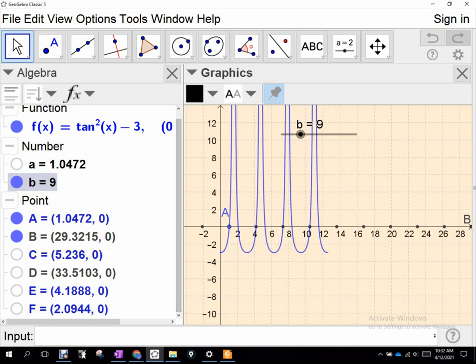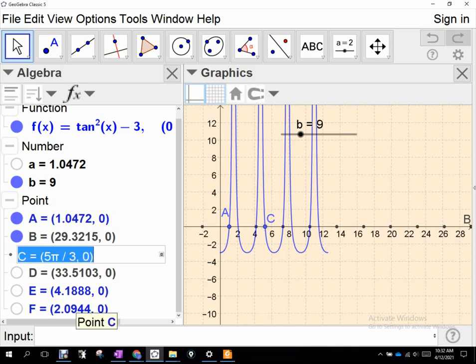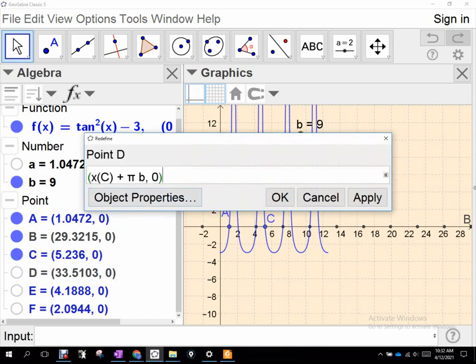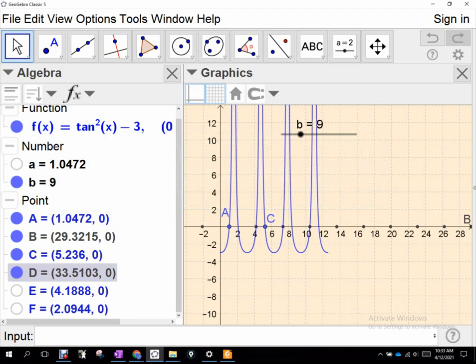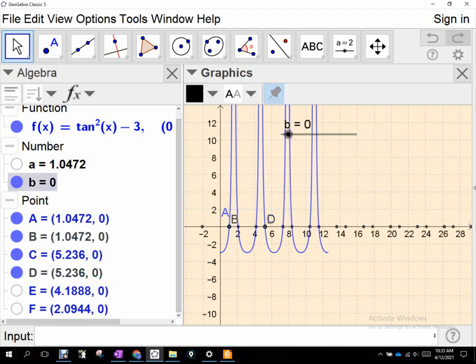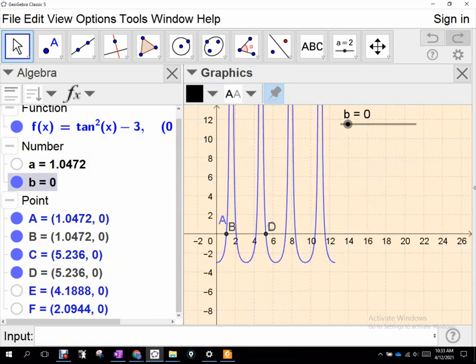Okay. Now, if I look at this point here, C. C is the 300 degrees, or the 5 pi over 3, comma 0. If I add pi to that, which is going to give me this formula here, so I take the x value of C, which was 5 pi over 3, and I add pi b to that. So point D, when lowercase b is 0, let's hide that one, you see that's the same point that C was, right? Now when I move that through, it gives me those additional points, correct?